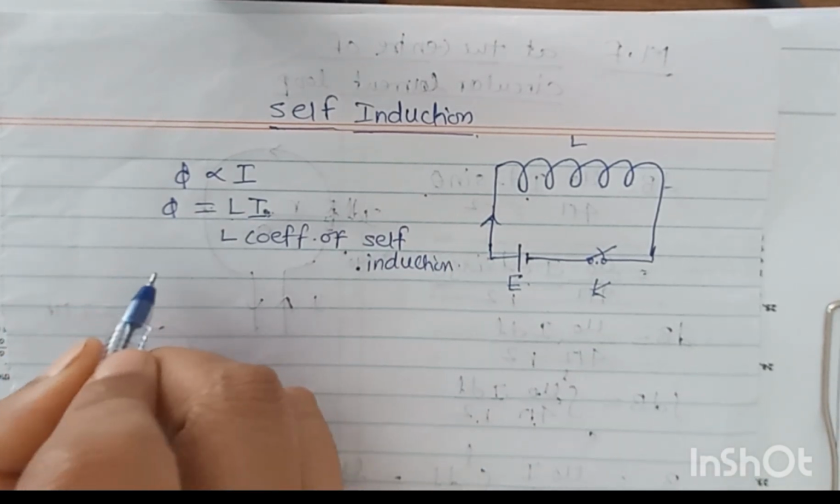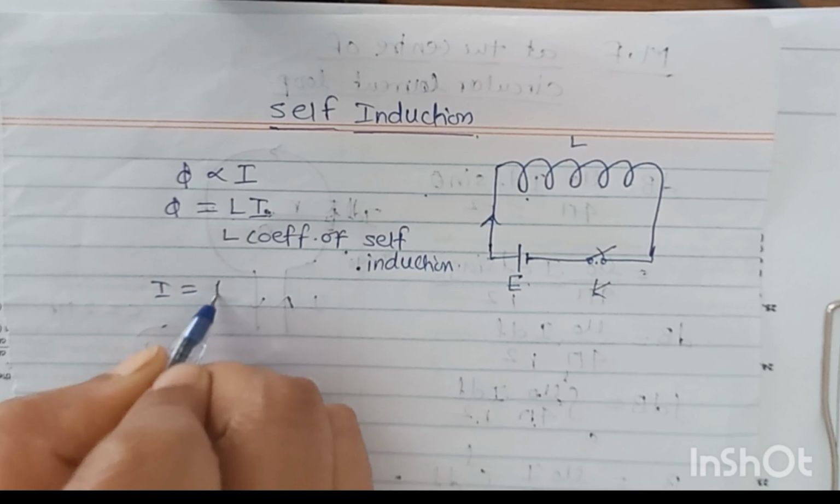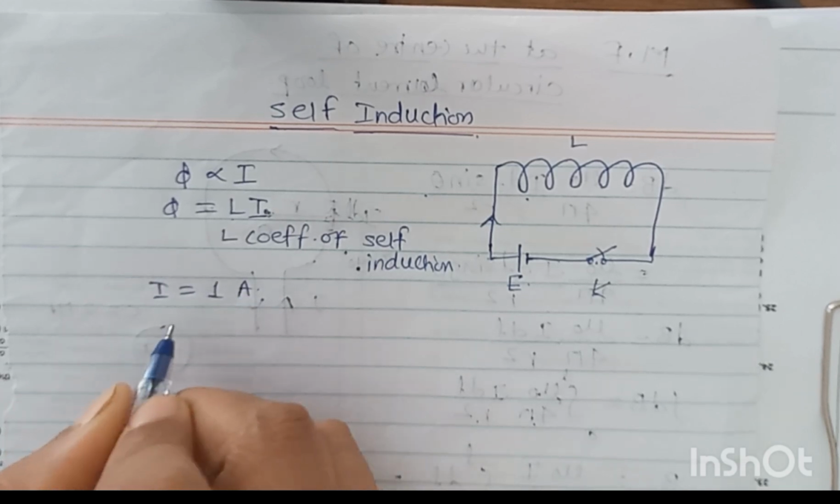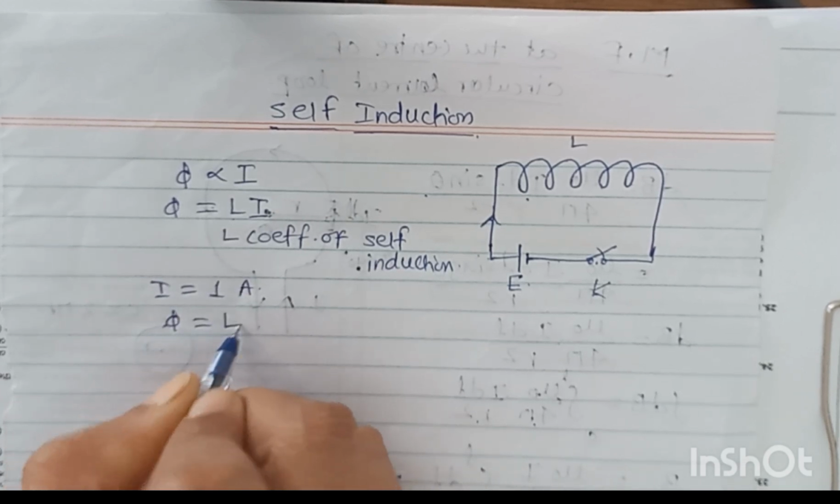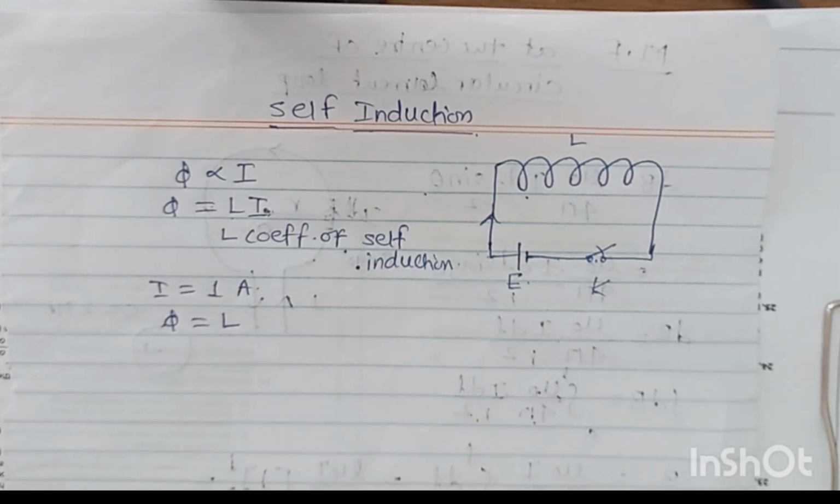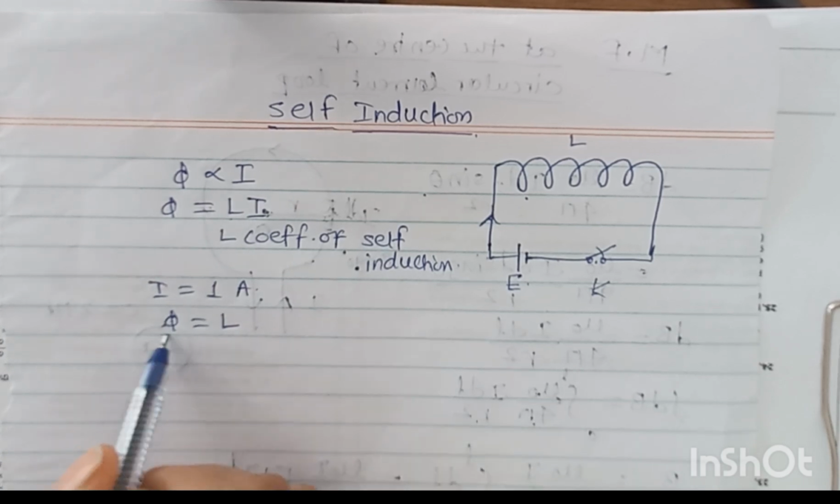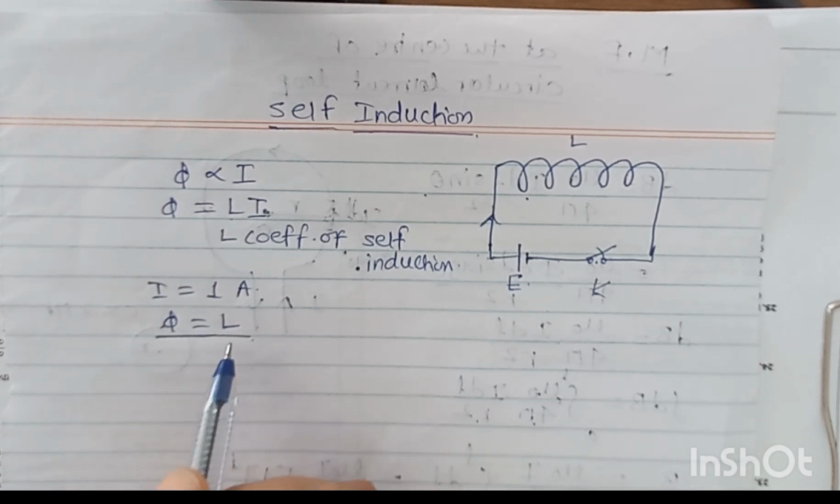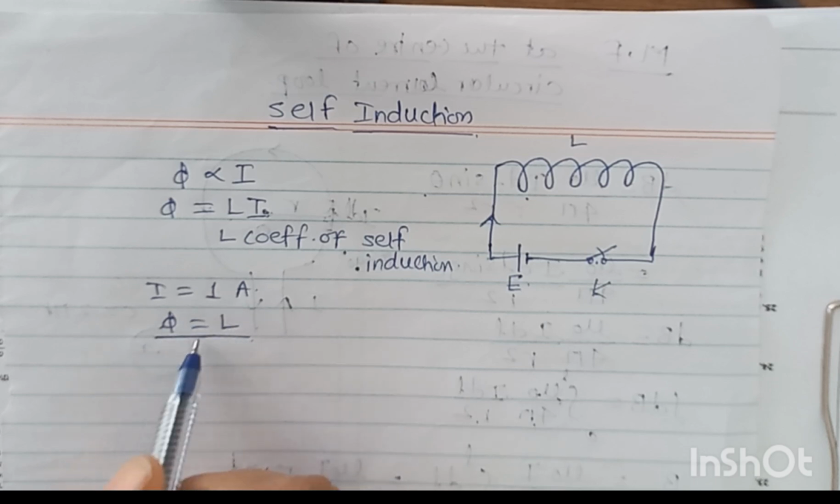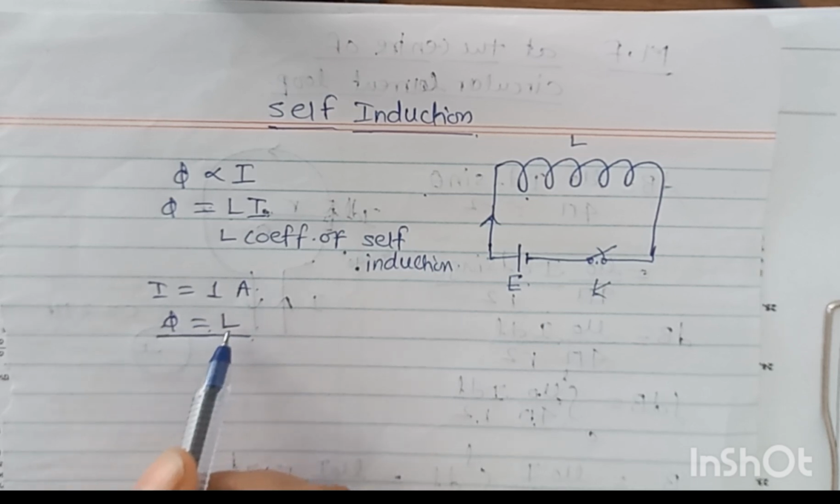And if suppose current I is equal to 1 ampere, then we can say that phi is equal to L. Here the self inductance of a coil is numerically equal to the flux linked with the coil when unit current is flowing through it, then we can write phi is equal to L.